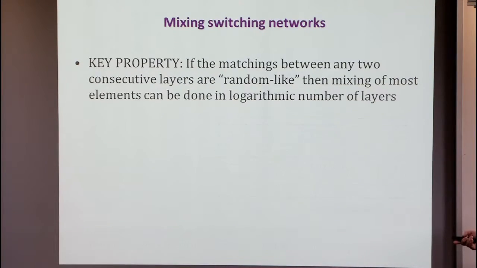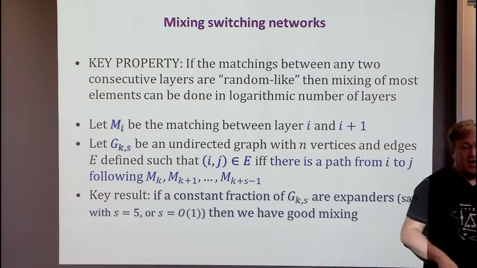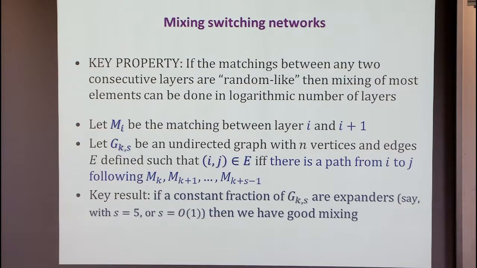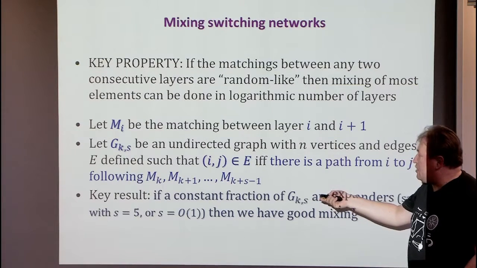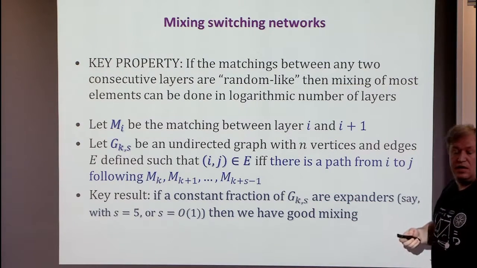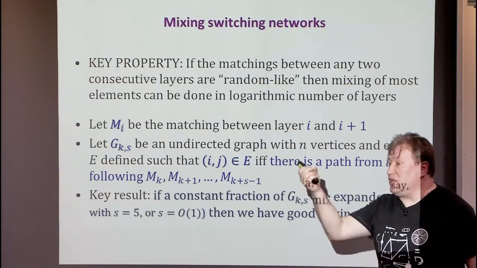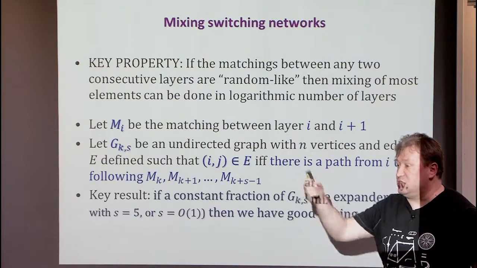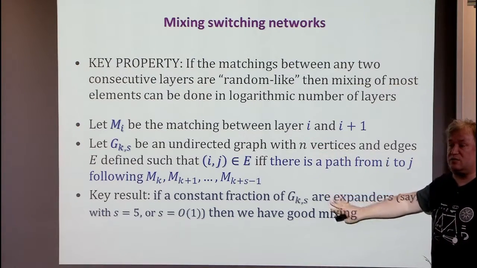Now what do I mean exactly is the following. Let Mi be the matching between layer i and i plus 1. And we define G_{k,s} to be an undirected graph with n vertices, where I'm looking at the matchings M_k, M_{k+1}, and so on, the s following matchings, and I'm asking where can I get to from a given vertex to any other vertices using these matchings, using a path. I define the graph in that way, and then the claim is that the obtained graph will be an expander.